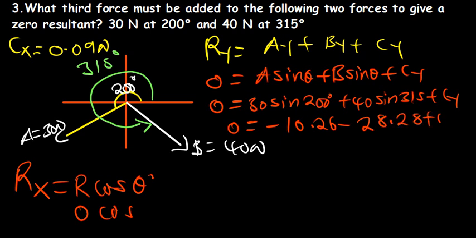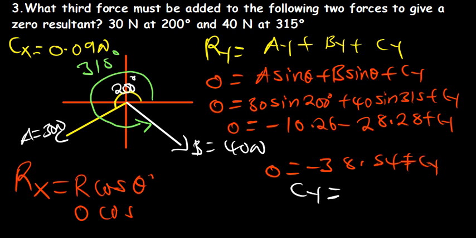This is giving me negative 28.28 plus Cy. So if I add these two, I'll have 0 will be equal to negative 38.54 plus Cy. I shift this to the other side, and I'll be able to have Cy equal to 38.54. That is my Cy.